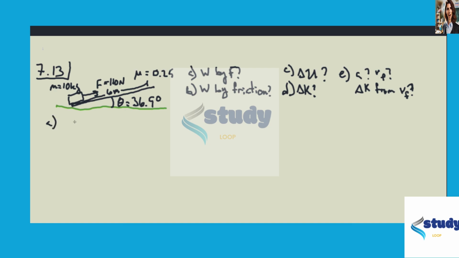So the work done by F is the dot product of F and the direction of displacement, which in this case is just the product of the magnitudes because they're in the same direction. So F times S, if S is our 6 meters. So this is 660 joules.